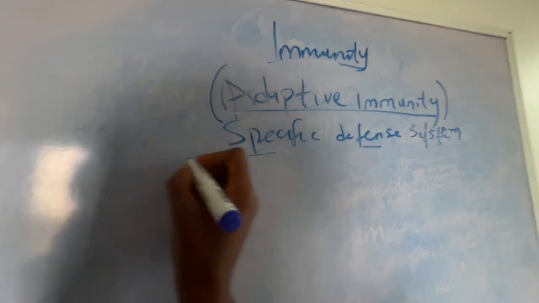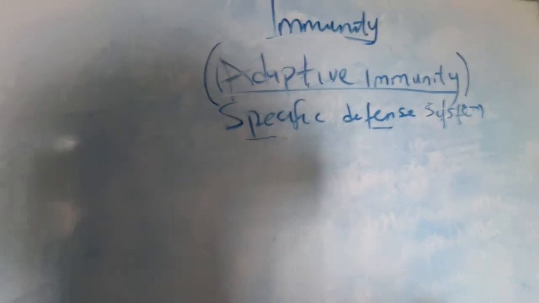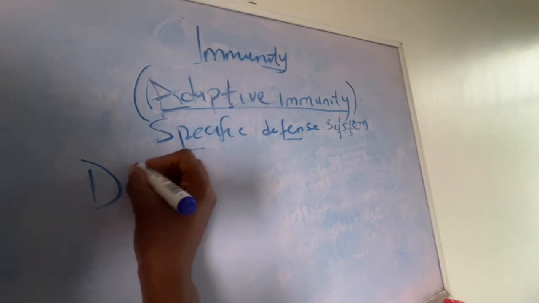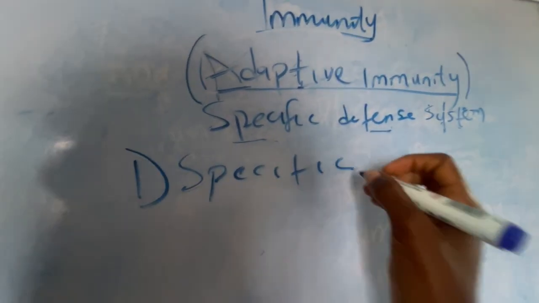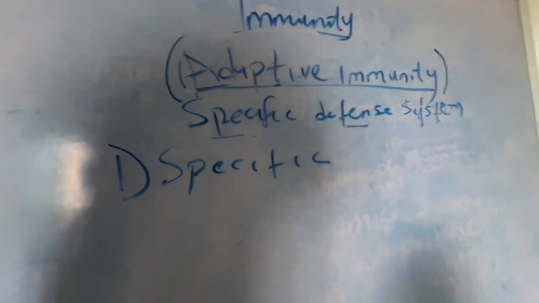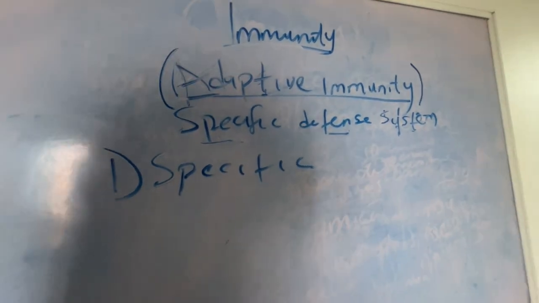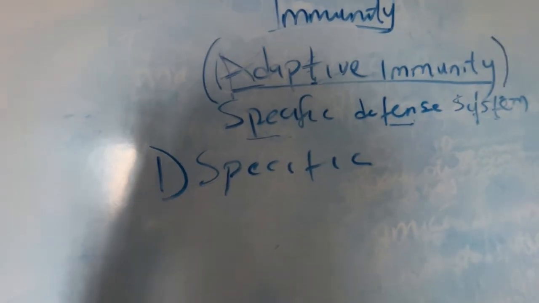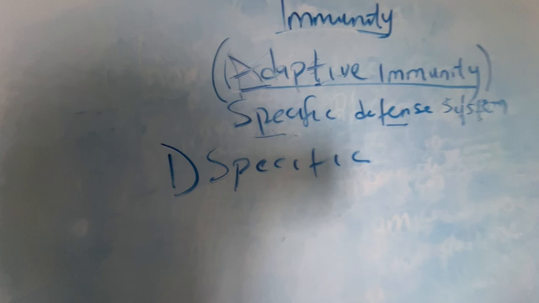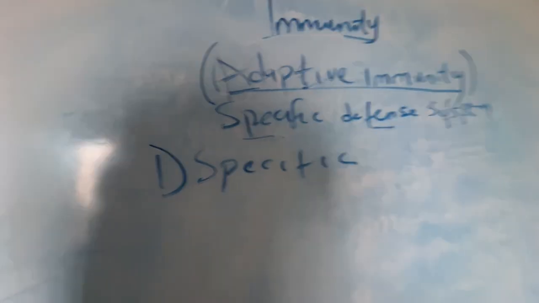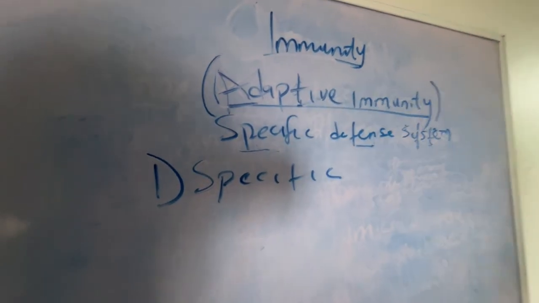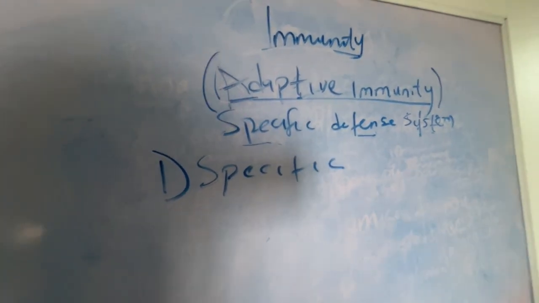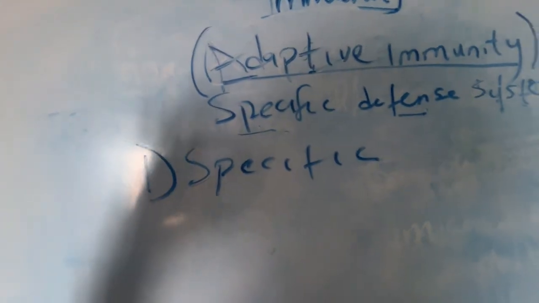Yes, so adaptive immunity has specific characteristics, from the word adaptive. Number one, it is specific. It's an immunity that develops after exposure to a particular pathogen. So this immunity is specific to that pathogen. For example, if you are exposed to measles and your body develops adaptive immunity, the immunity will be specific to measles, so that in future, if you are exposed to that same measles, it can confer a level of immunity to you. So the immunity is specific to a particular pathogen.